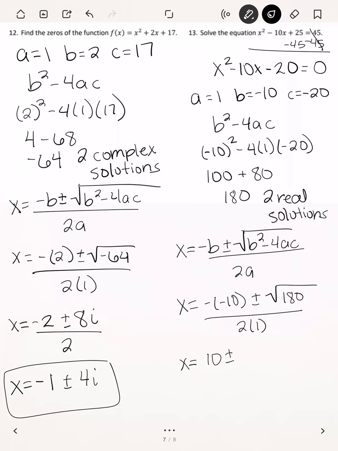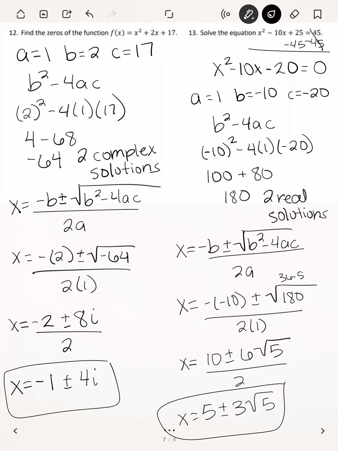Now I need to simplify the square root of 180. Well, if we think about it, 36 goes into it, 36 and 5. So the square root of 36 is 6. I can't take the square root of 5, so it stays like that. All over 2 times 1 is 2. Again, I can simplify it, so why not? So 10 divided by 2 gives me 5. Plus or minus 6 divided by 2 is 3. The 5 under the radical stays under the radical because we can't touch it. It's protected by the house. And there's my answer. X equals 5 plus or minus 3 rad 5. So I have two answers there. 5 plus 3 rad 5 and 5 minus 3 rad 5.